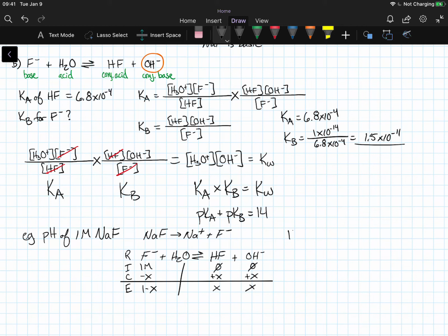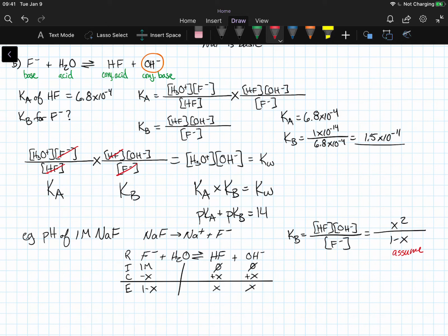And then we come over and write what's KB. KB is products over reactants. We know this already, but let's just write it for making sure we're understanding everything and getting the practice. Practice makes perfect. What we end up with is, of course, x squared, so x times x, so I'll shorten that into x squared, and 1 minus x. And again, we're going to assume x is small.